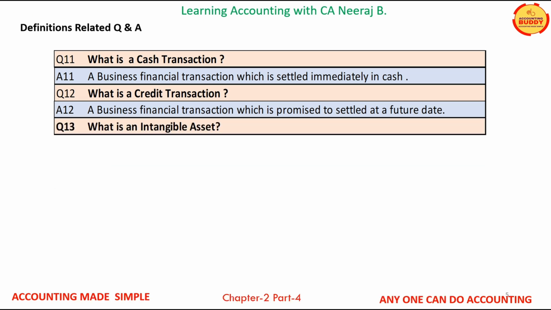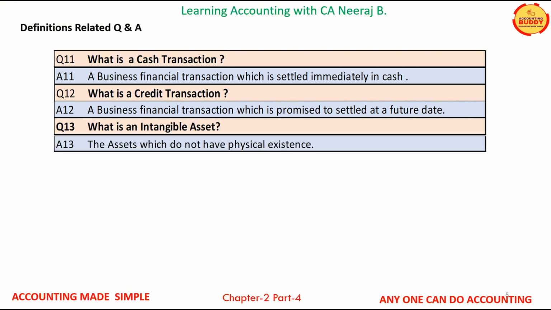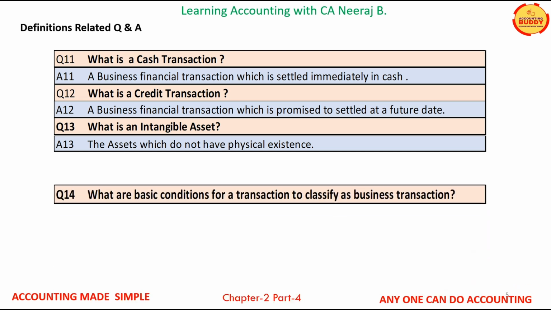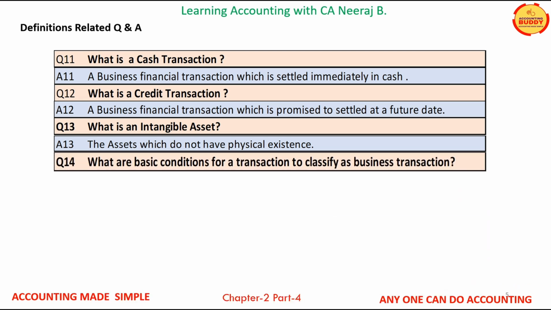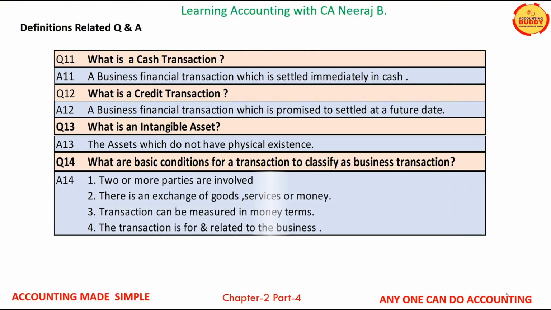Question number 13. What is an intangible asset? I'm sure you know about this. The assets which do not have any physical existence are intangible assets. Question number 14. What are the basic conditions for a transaction to satisfy as business transaction? The 4 conditions are displayed on your screen. 2 or more parties are involved. There is an exchange of goods, services or money. Transactions are measured in money terms. And fourth one, the transaction is for and related to the business.